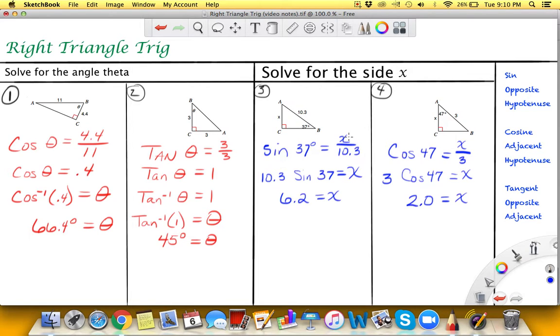So that is our first session on right triangle trig. As you can see, we found how to find the value of a missing angle, as well as how to find the value of a missing side on a triangle.